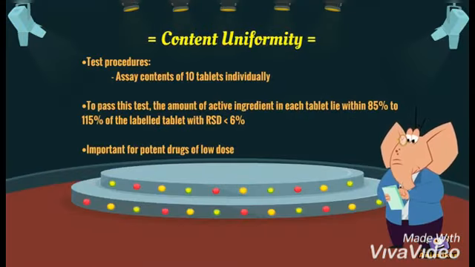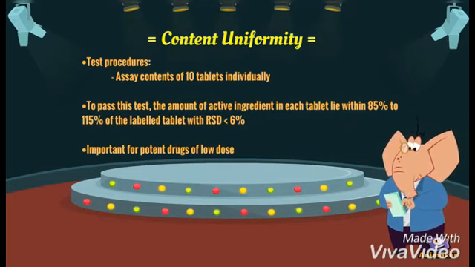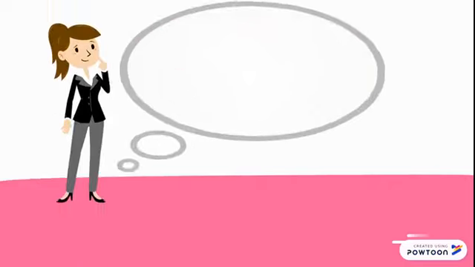As for content uniformity, this test is conducted by assaying the contents of 10 tablets individually. To pass this test, the amount of active ingredient in each tablet should lie within 85% to 115% of the labeled amount, with relative standard deviation less than 6%. This requirement is important for potent drugs of low doses.